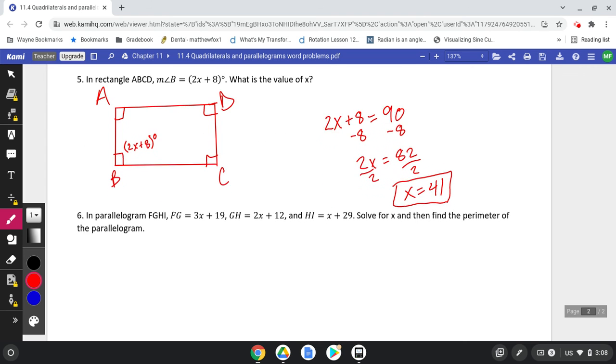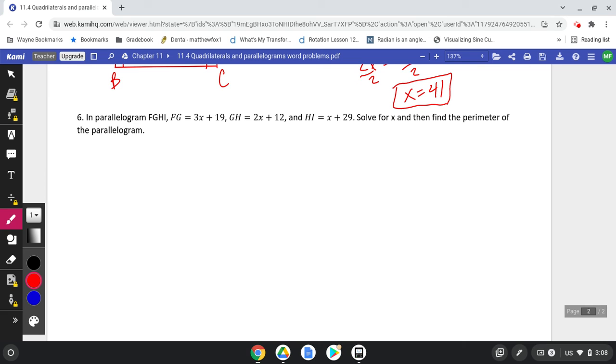Now, our final problem here is a parallelogram. We don't know if it's a rectangle, a rhombus, or a square. All we know for sure is that it's a parallelogram. So if we draw this, we might find out when we're done that our shape isn't as accurate as we'd hoped. But to start off, let's draw parallelogram FGHI. It tells us right up here, FG is 3x plus 19. GH is 2x plus 12. And HI is x plus 29.